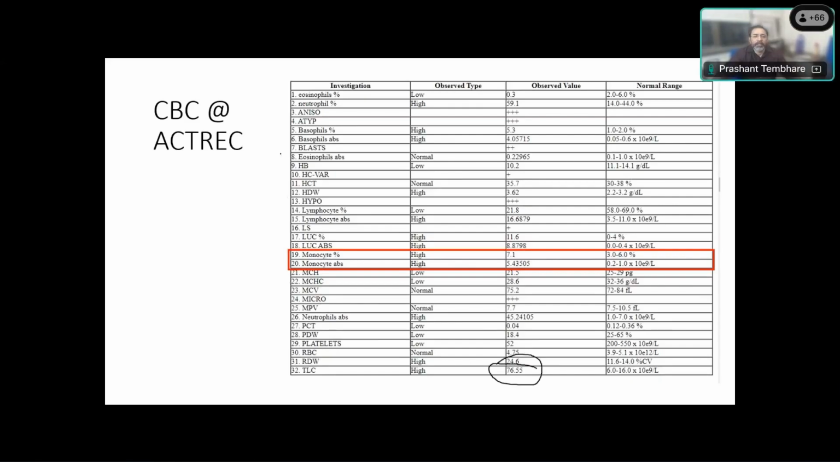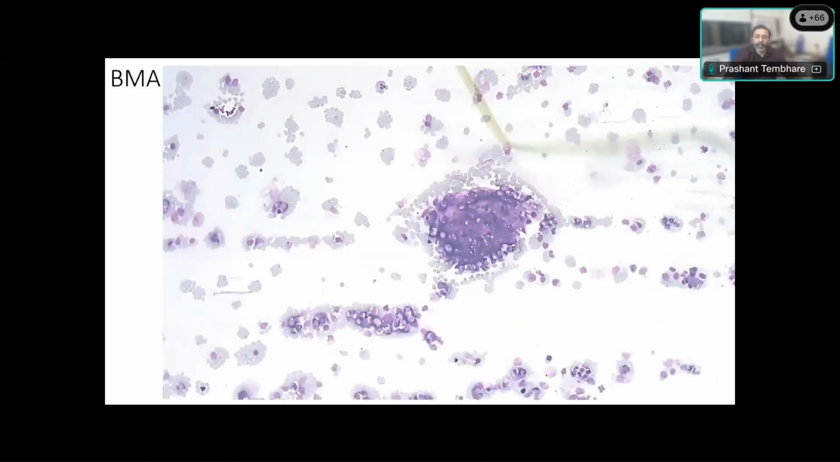Right? Hemoglobin is low after transfusion. Possibly there is monocytosis also. You can see the monocytosis is there. Right. So we have monocytosis, high WBC count. Right. Shift to the left. So this is the picture.